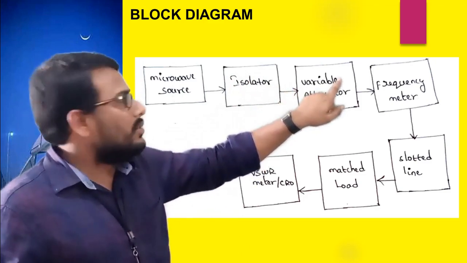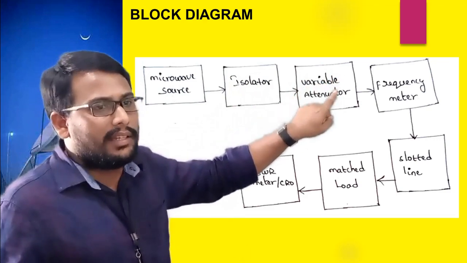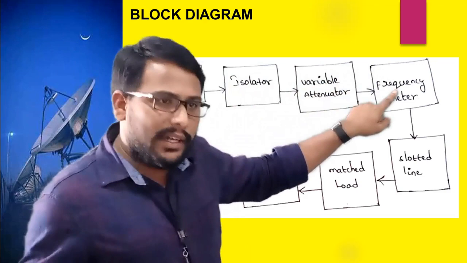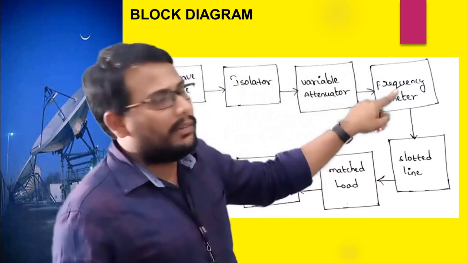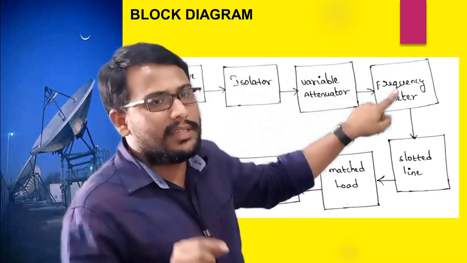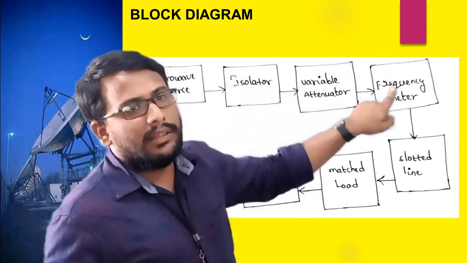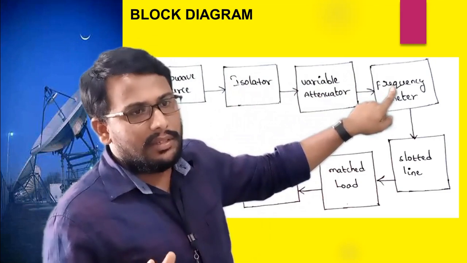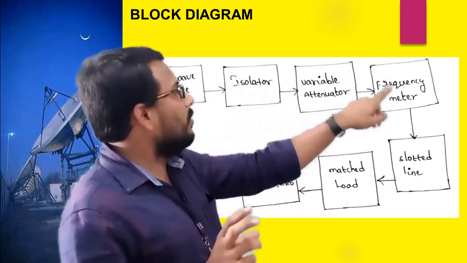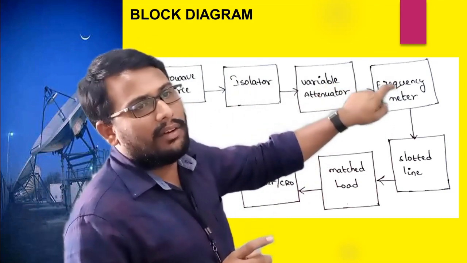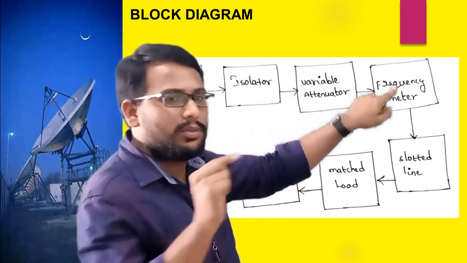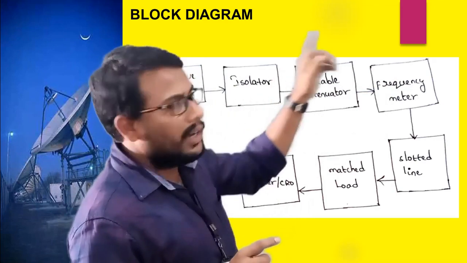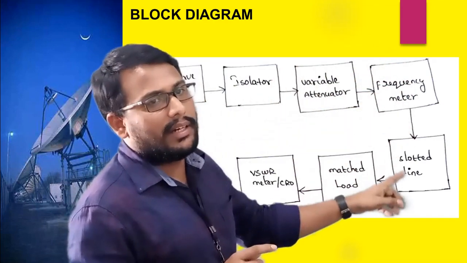Here there is some attenuation of the signal, then from the variable attenuator to the frequency meter. By rotating the frequency meter, we can fix a particular frequency for the energy. Here the band value is 8.2 to 12.4 GHz. So by rotating this frequency meter, we can allot a particular frequency to the microwave energy generated by the klystron mount. After that, it moves to the slotted line.